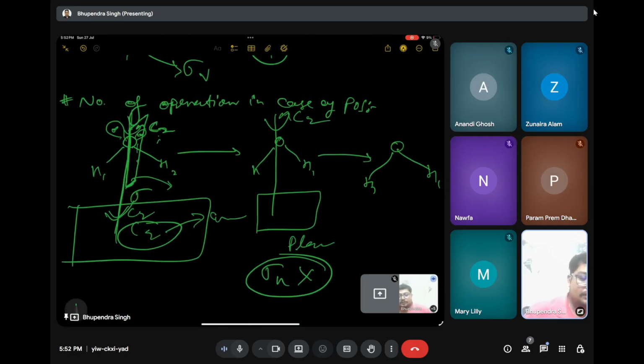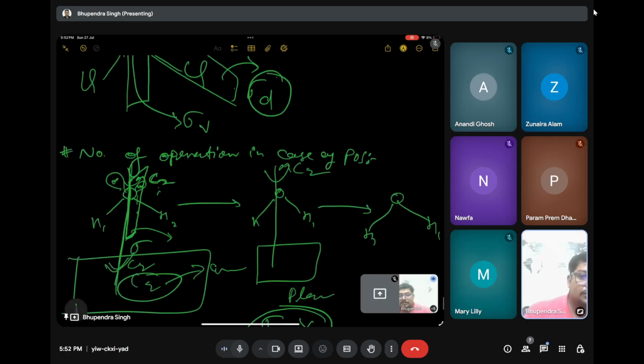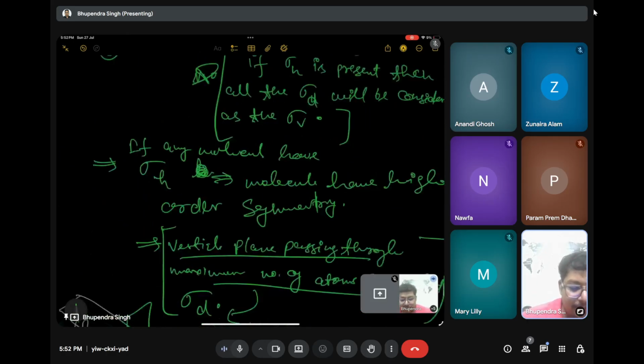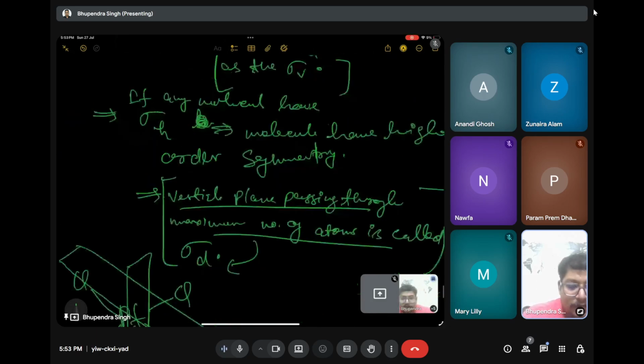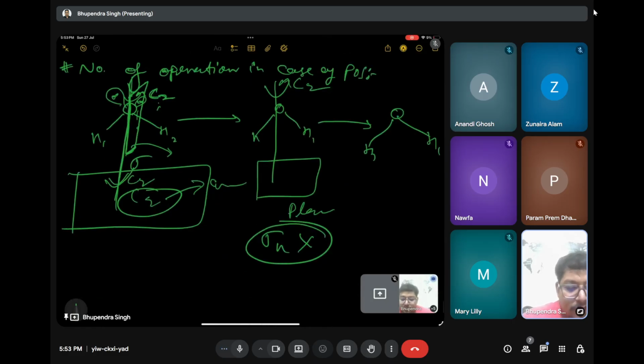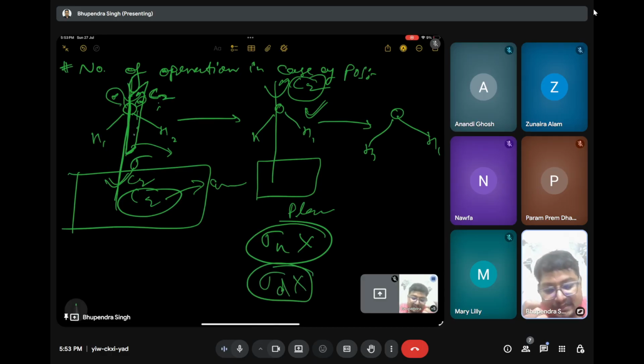Now, one thing I said is that sigma D also bisects the two C2 axes. In this water molecule, do we have any other C2 axis other than this one? No. Which means no sigma D is present, which means this plane is sigma V. So sigma V is present, and the C2 axis is present. So this is your plane.